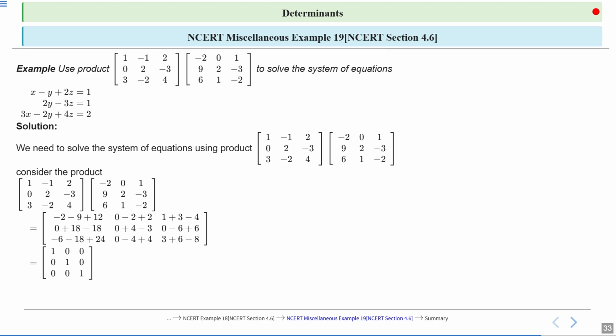And simplify, we get 1, 0, 0, 0, 1, 0, 0, 0, 1. And that is your identity matrix. So if we get the identity matrix, then the two matrices in the product are inverse of each other. The first matrix is the inverse of the second matrix and the second matrix is the inverse of the first matrix. Okay.